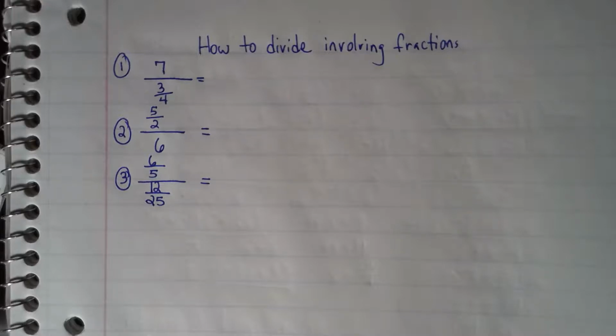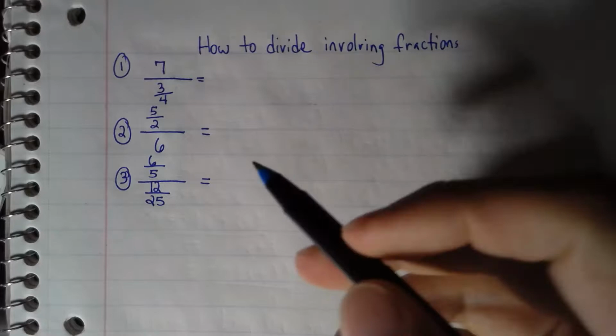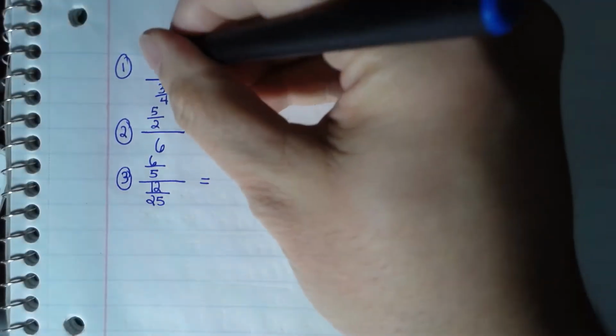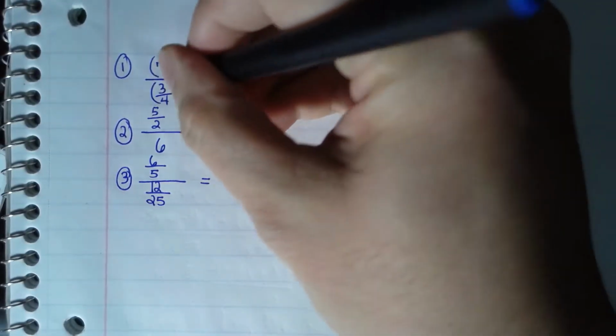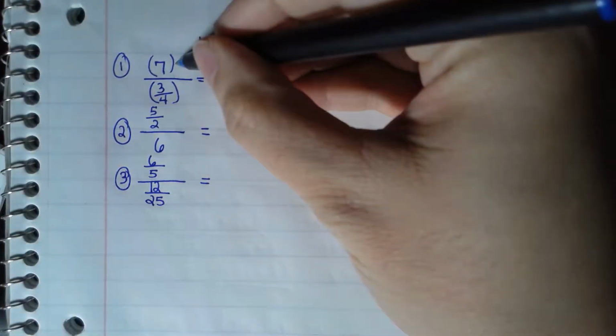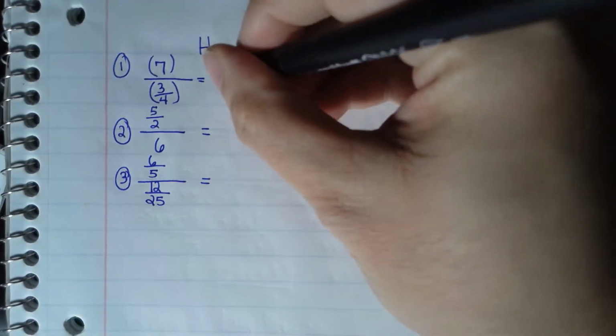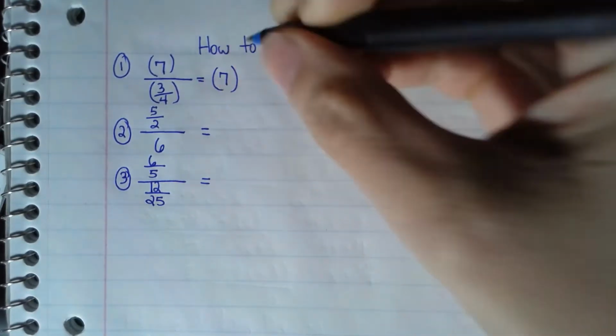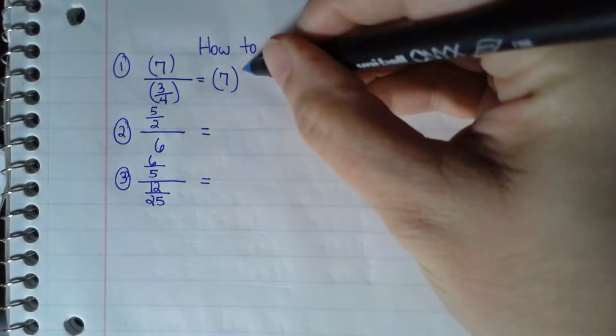I'm going to show you how to divide involving fractions. In the first example, we have 7 divided by a fraction of 3/4. What you need to do is copy the numerator. In this case, the top number is 7. We're just going to copy that, and instead of dividing, we're going to multiply.